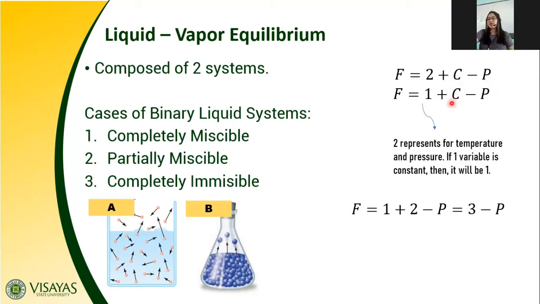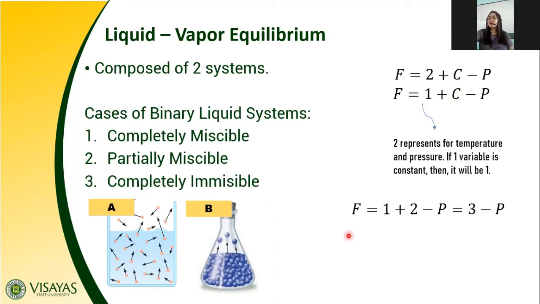C is the number of components, which is equal to 2. So F equals 1 plus 2 minus P, which equals 3 minus P. So the variance that we determine for this liquid vapor equilibrium is 3 minus P. So you deal with three phases on this one.